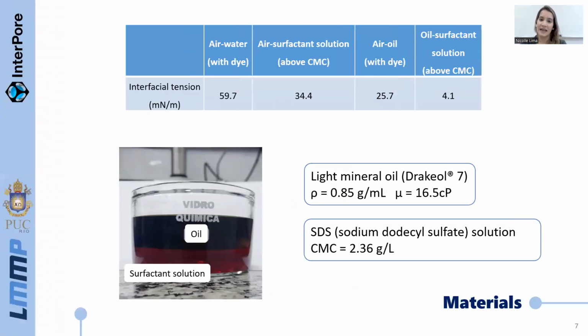The fluid used in this case was a light mineral oil, the Drakeol 7. The surfactant solution used was a sodium dodecyl sulfate solution. The critical micelle concentration was equal to 2.36 grams per liter. And above this concentration, we always have the same value for the interfacial tension, which was equal to 34.4 millinewton per meter. Here are other values of interfacial tension between the phases.